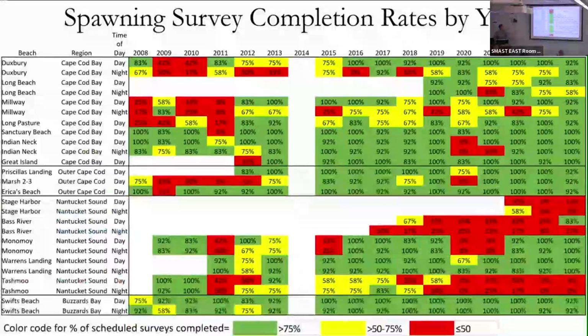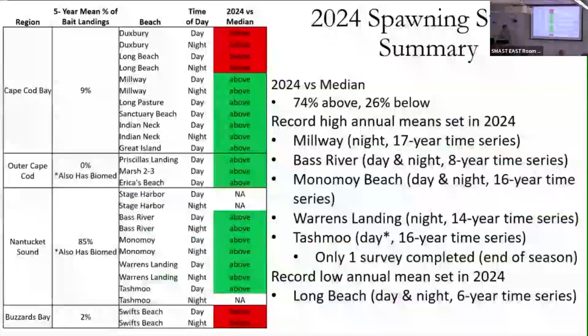So summarizing now, we have the region there: Cape Cod Bay, Outer Cape, Nantucket Sound. We have the 5-year mean of bait landings from those regions, and also if it has biomedical, it's noted there too. We have the beaches, where they're done day and night, and a comparison between the 2024 data point and the time series median.